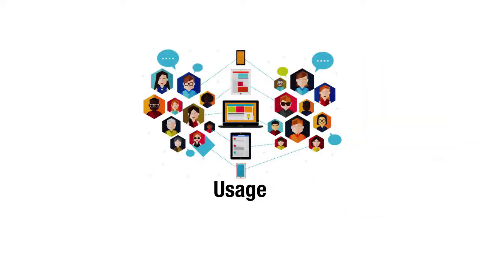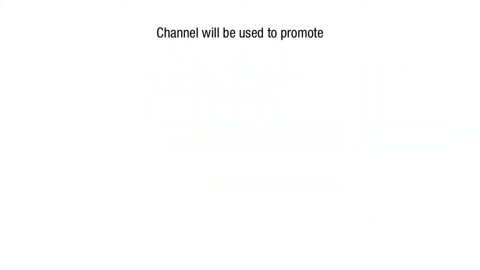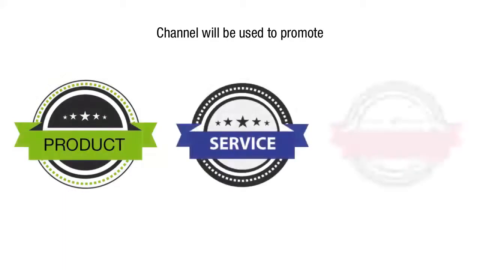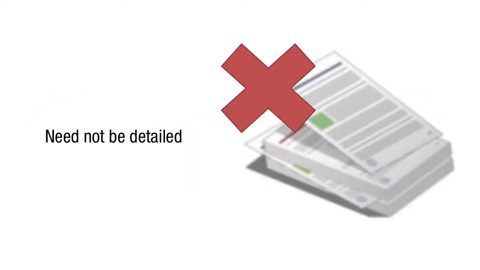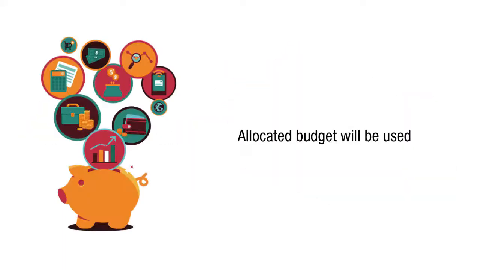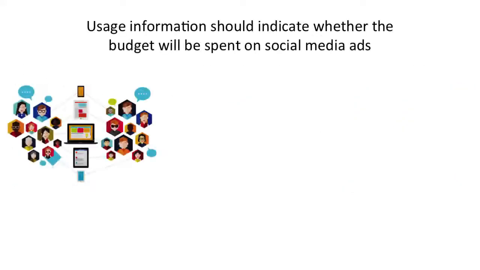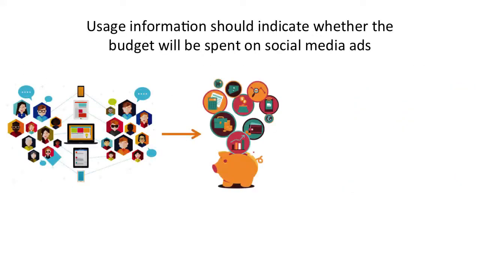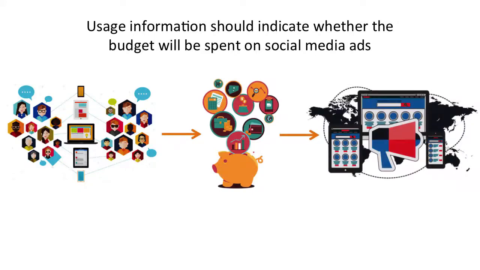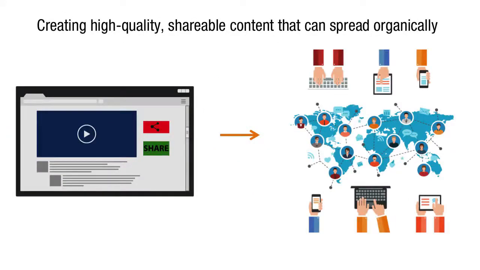3. Usage. This should cover how the channel will be used to promote the product, service, or brand. It does not need to be detailed, but should include how the allocated budget will be used and how the company will use the channel to reach customers. For example, for a social media channel, the usage information should indicate whether the budget will be spent on social media ads or on creating high-quality, shareable content that can spread organically.